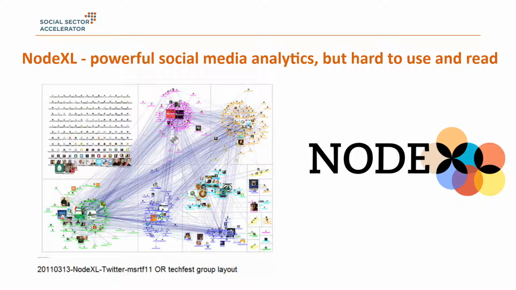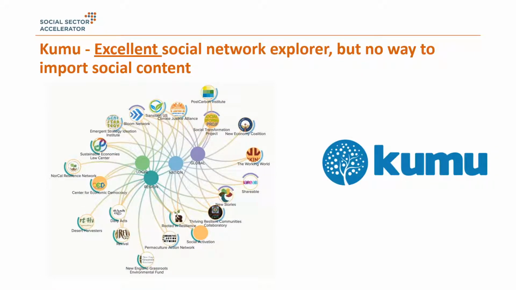So I would say that it's a great way to get data, but maybe not the first tool I would use for generating visualizations. On the other hand, a tool like Kumu is an excellent social network explorer. It's fantastic for creating both explanatory and exploratory graphics. So graphics that tell you a single story all at once, and then graphics that allow you to click in and understand a little bit more and delve through the content. But on the other hand, it has no way to import social media content. You have to come with a spreadsheet of your own or build it within Kumu.